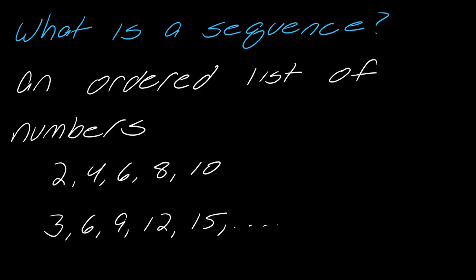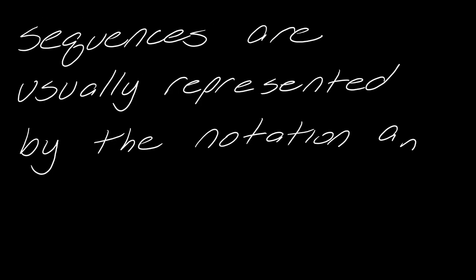And so these are two sequences. I could just have 2, 4, 6, 8, 10, where the sequence ends at 10. But I could also have something like 3, 6, 9, 12, 15, and I've got this ... to show that it continues on. So typically this ordered list of numbers also has a pattern to it. This is obviously going to be all even numbers. These are multiples of 3. So a sequence can really be defined however you want. These are just two examples.